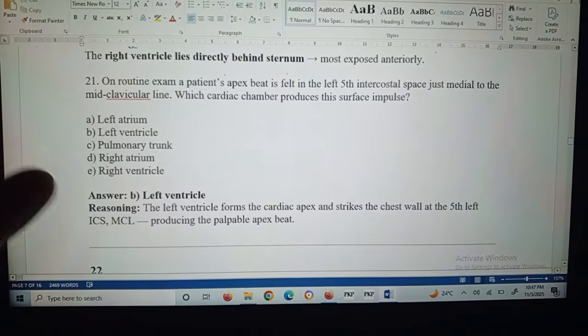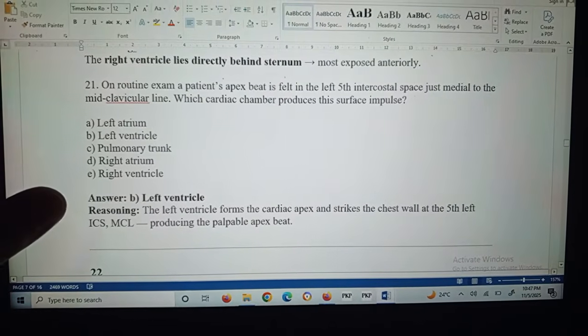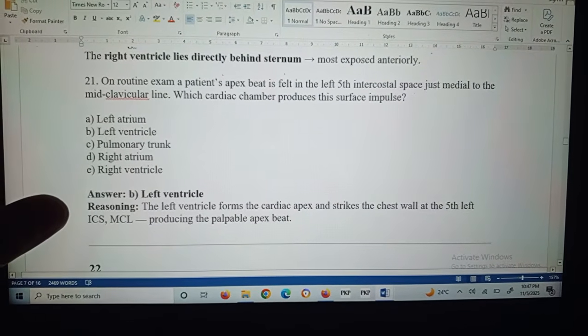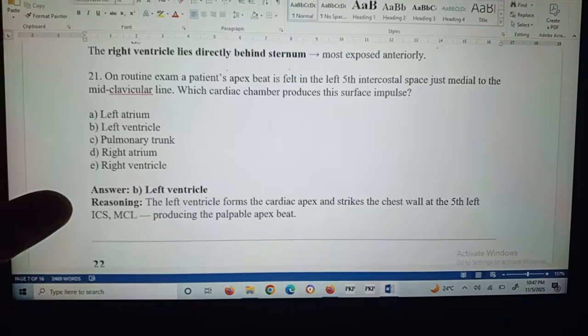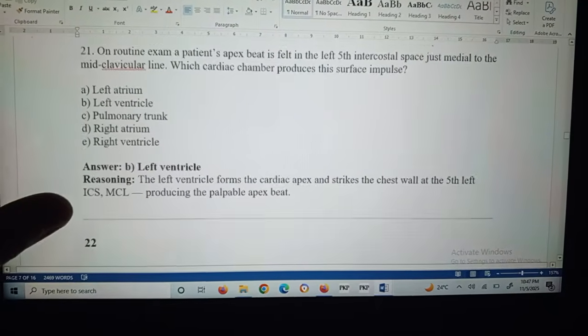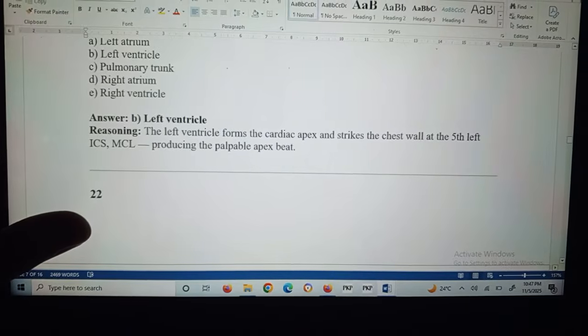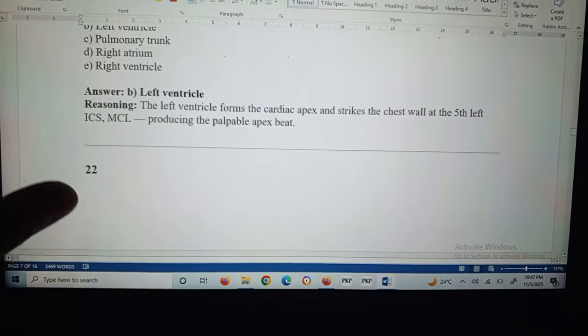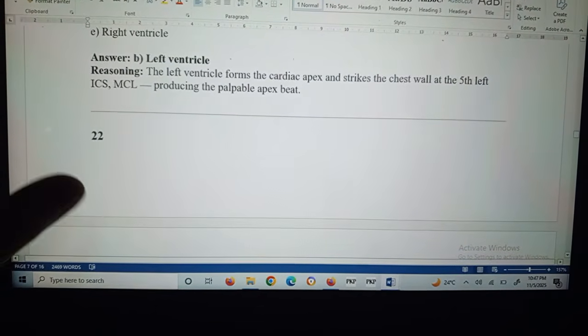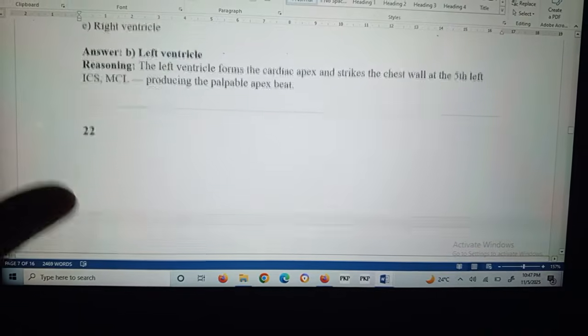Question number 21: on routine exam, a patient's apex beat is felt in the fifth intercostal space just medial to the midclavicular line. Which cardiac chamber produces this surface impulse? The left ventricle. The left ventricle forms the cardiac apex and strikes the chest wall at the fifth left intercostal space, producing the palpable apex beat.